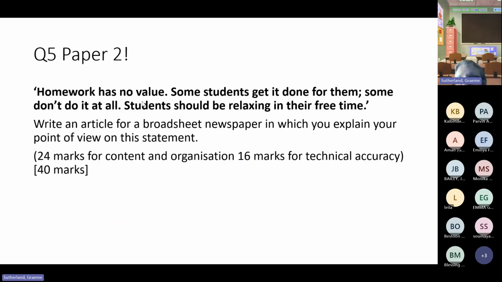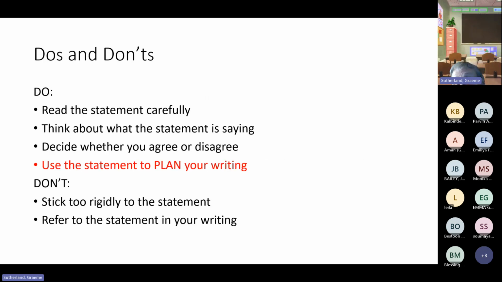Homework has no value. So you could, like you said, say does homework have no value? Yeah. Exactly what I wanted to say. Yeah, exactly. You can use it that way. You can use those words, those statements, to plan and indeed the content of what you're writing. But never refer to it as a statement.